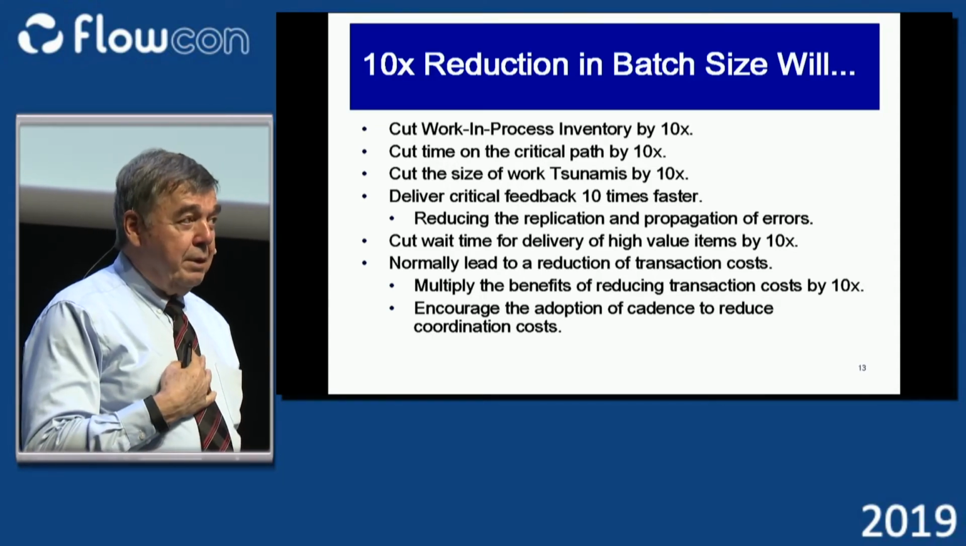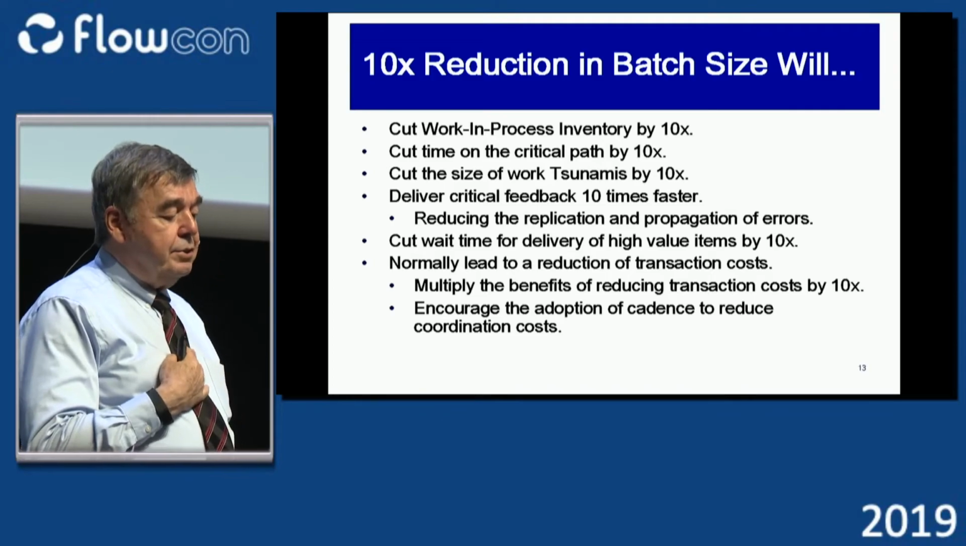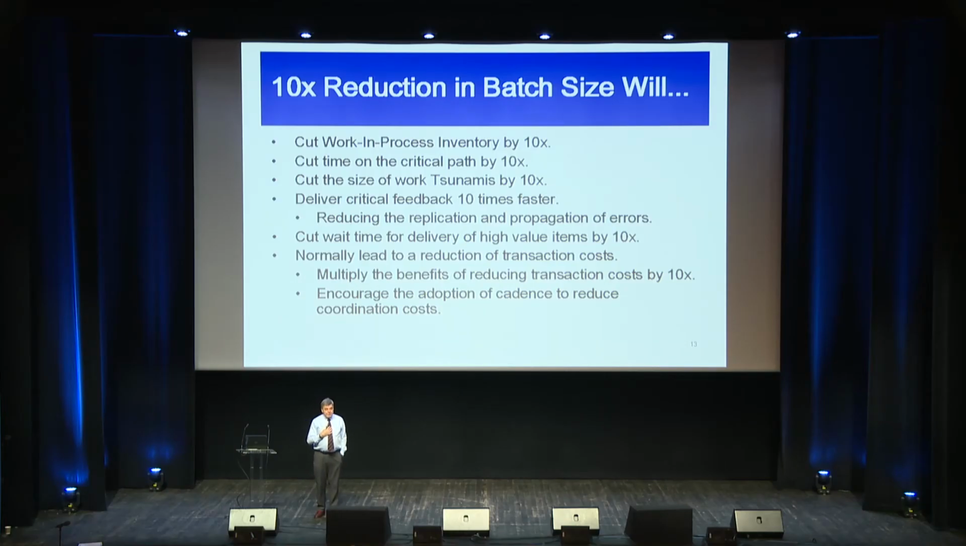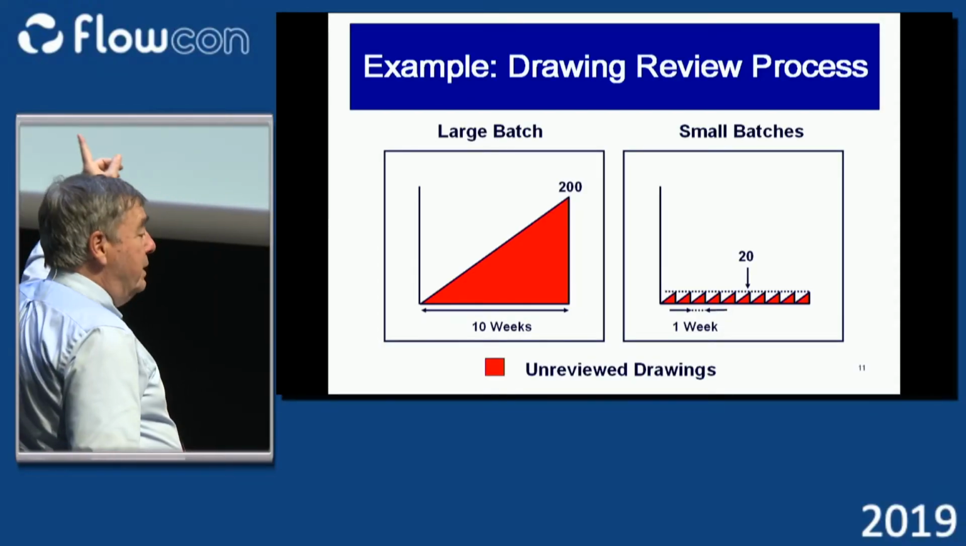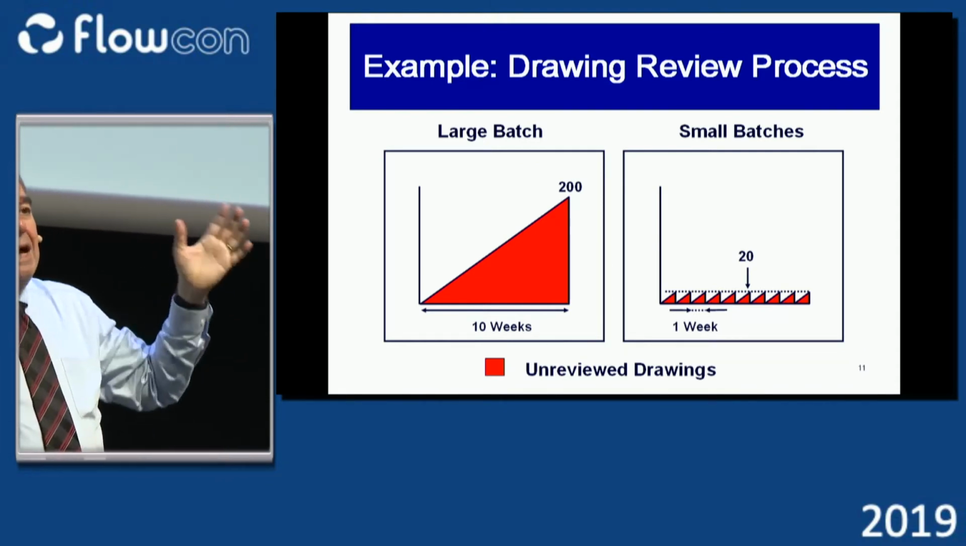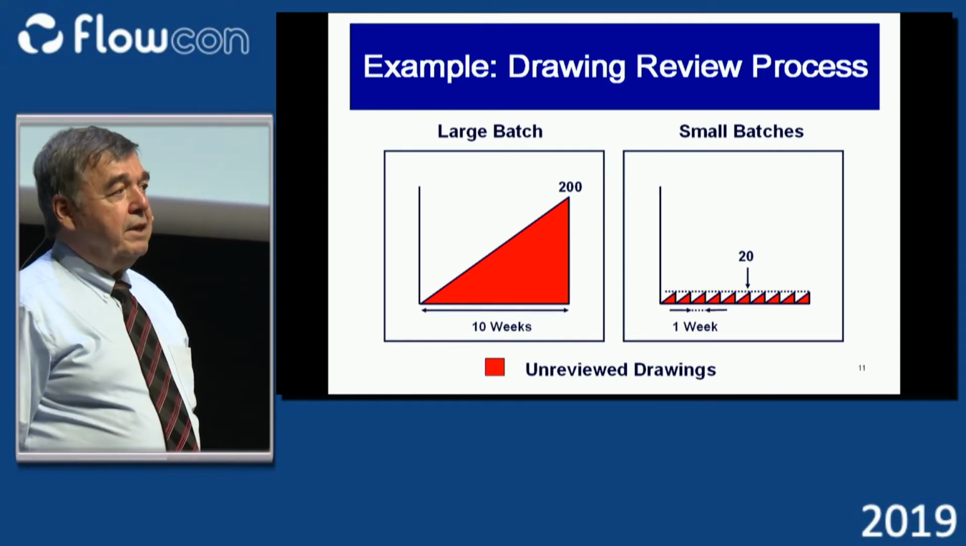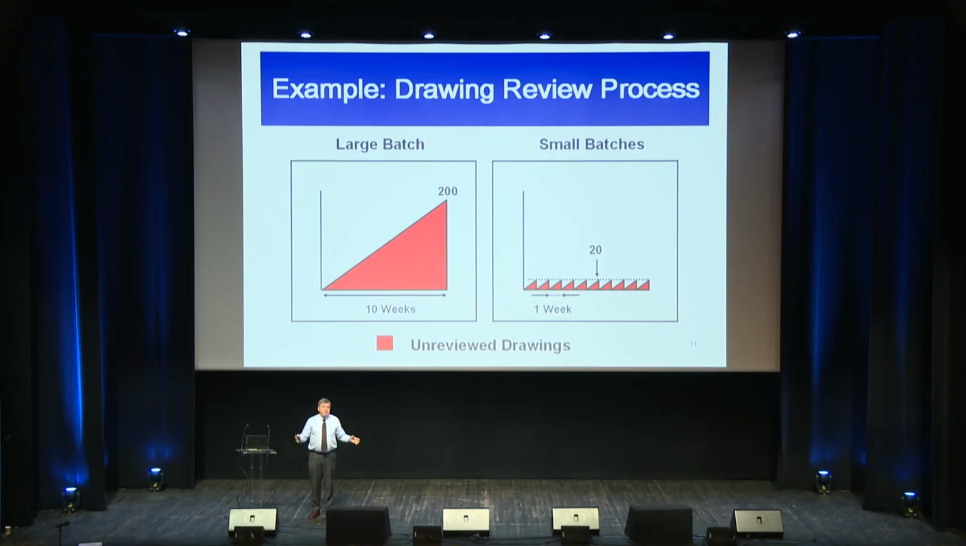And the last point I would make is it normally leads to a reduction in transaction costs. That's simply because when you've shifted the process and you now have 10 times as many meetings, in the left-hand process you said, we're going to have a drawing review meeting, let's get the right people in the room, let's check everybody's calendars and coordinate that. Well, by the time you're having a weekly meeting, you get tired of checking calendars and readjusting dates and things like that.